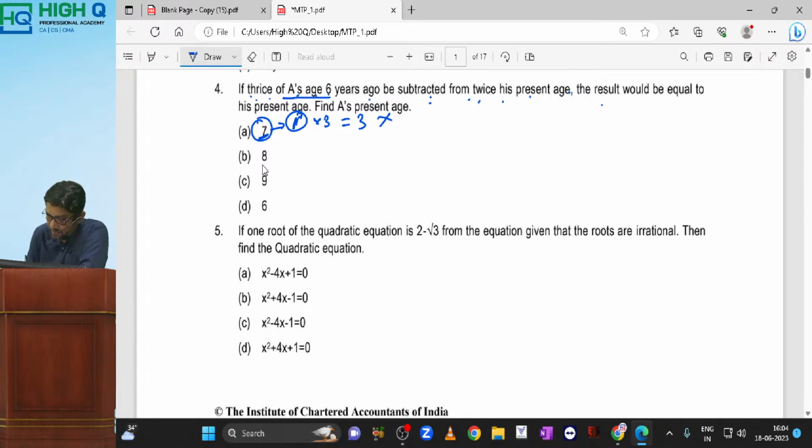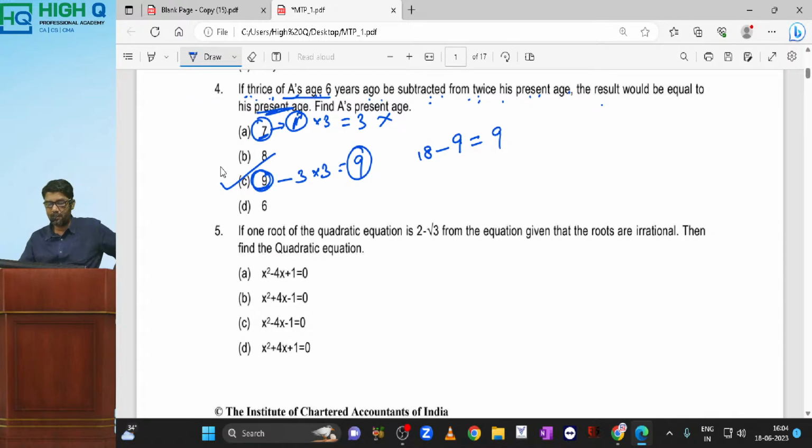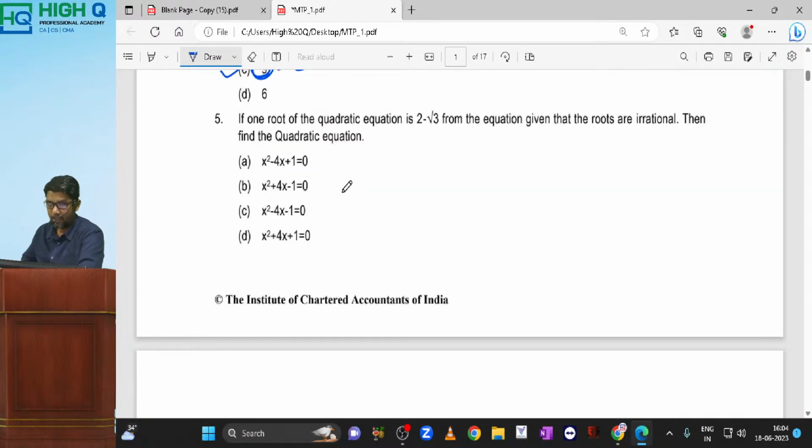Next, 8 also will not come. Let me check 9. If thrice of A's age 6 years ago. 6 years ago the age is going to be 3. And thrice, 3 times, which is equal to 9. Subtracted from twice the age. Age is 9, 18 minus this has to be subtracted. And what am I getting? 9, which is nothing but again the age. Condition satisfied, option C. Next.